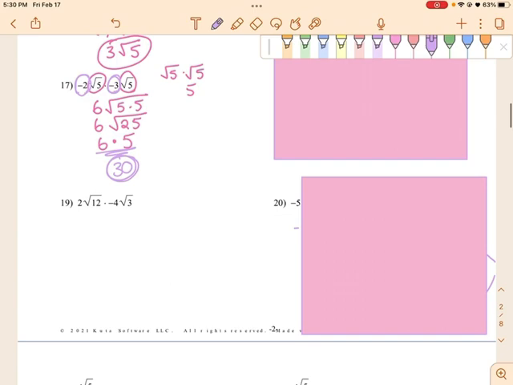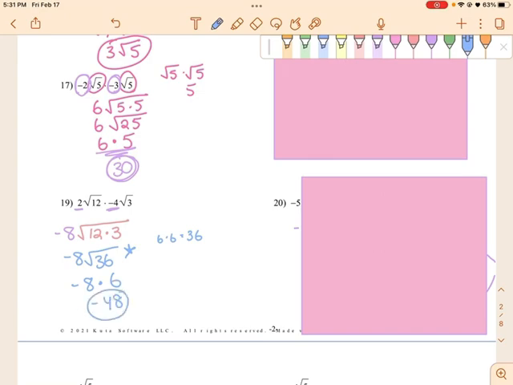Alright, and then the last one, we have 2 and negative 4, which is negative 8. So outsides stay together outside, insides go together inside, 12 and 3. So that's negative 8 radical 36, and that's one of our perfect squares. Square root of 36 is 6, because 6 times 6 is 36. So we're just going to write this out, negative 8 times 6, which is negative 48.